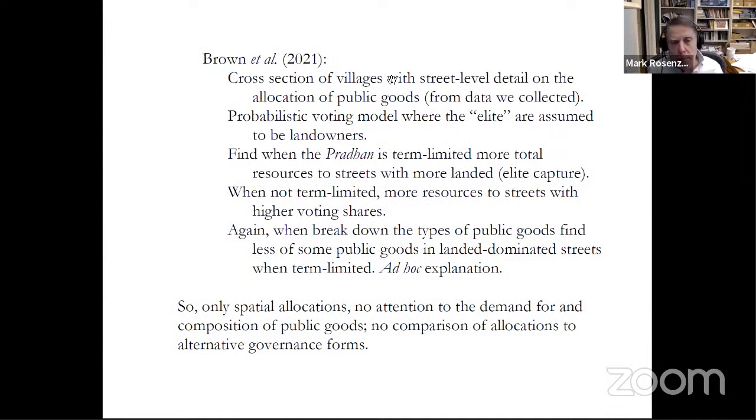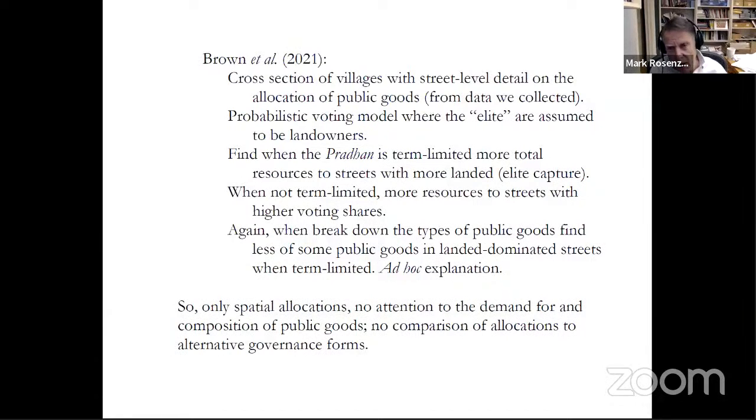There's a recent paper by Brown and other co-authors. They have, again, a cross-section of villages. They're actually using the data that was designed by Andrea Foster and myself, which has street-level detail. They have a probabilistic voting model like Bardan and Mukherjee. They assume the elite are landowners. And what they do is they make use of the randomization that's imposed on the elections, whereby sometimes the Pradhan cannot run again if he's a man, and in the next election, the Pradhan has to be a woman. So that means he's term limited, okay? And sometimes the Pradhan can run for re-election because of the randomization.